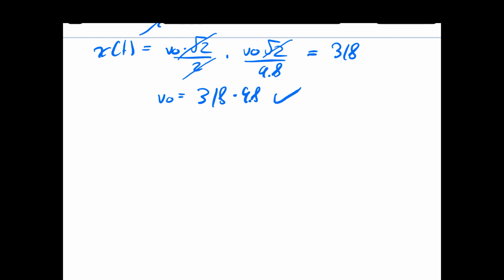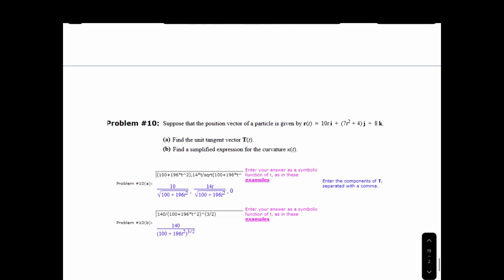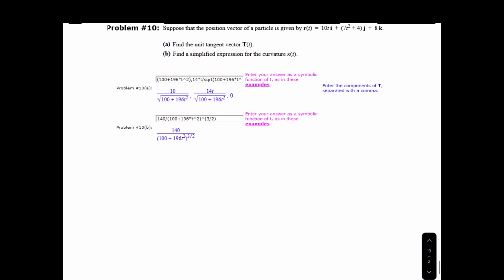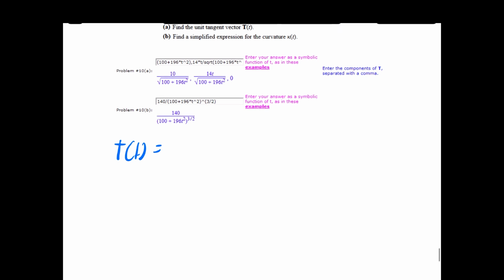Now, number 10 is two formulas. The first of which being T at t, which is on your formula sheet. I really wish they printed these at the beginning of the class, but can't have everything. And then the norm of r prime at t.